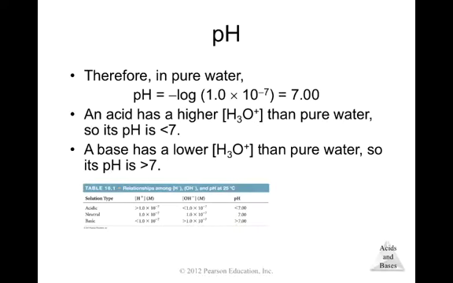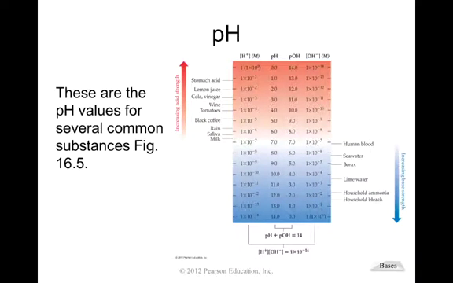An acid is anything that has a higher H3O plus concentration, so its pH would be less than 7, and a base has a lower H3O plus concentration than pure water, so its pH is greater than 7. So just a couple common substances and their pHs.